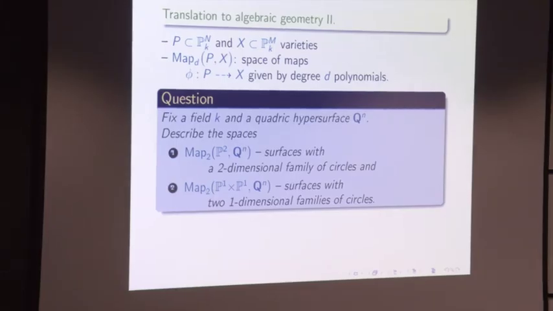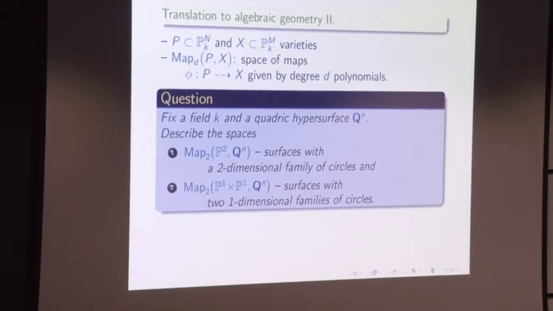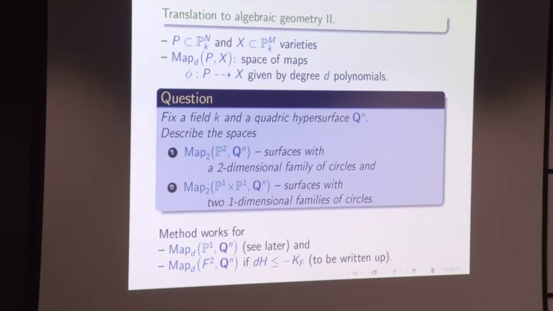And the other is if I have P1 cross P1, and again I want to look at the degree 2 maps into the quadrics, and these will give actually sort of more new examples of surfaces with two one-dimensional families of circles on them. Okay, and so there are a few more cases where the method works, but in general it's very hard to describe spaces of maps like this, but in this case it will work.